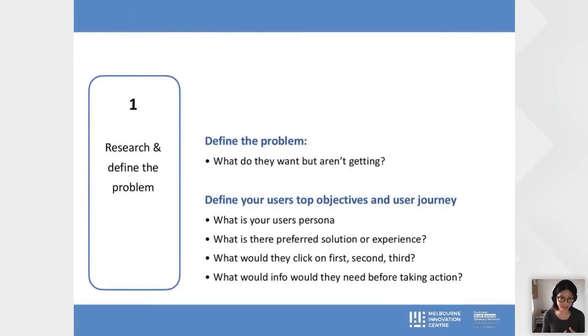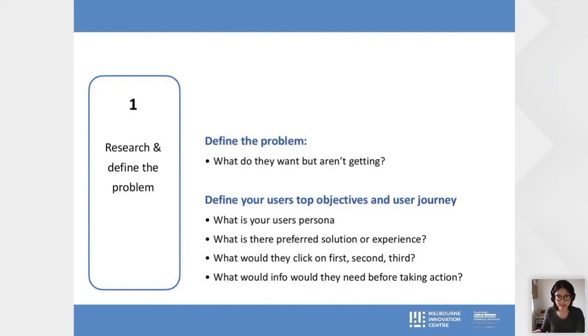So the first stage, defining the problem. What do your users want but aren't getting? So how can you actually see? This step is really about understanding the biggest challenge you might have for your website. What are your users wanting but aren't getting, or aren't getting to the point where they're 100% satisfied with that experience or that offering? And this is in the context of your website.